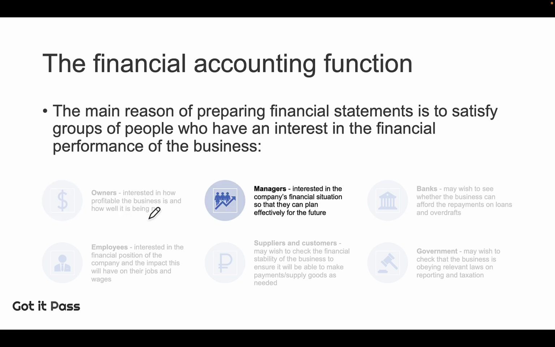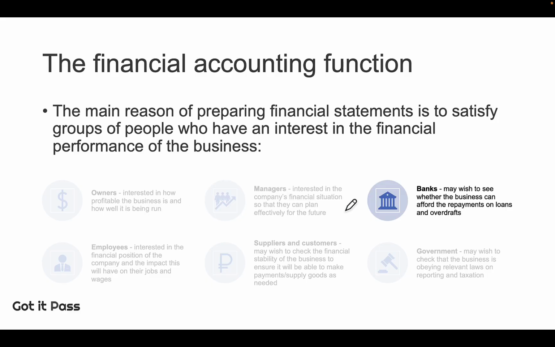And next, the managers. The managers are working with the company. They are interested in the company's financial situation so that they can plan effectively for the future. In other words, they are responsible for the financial performance, so they need the financial information to check whether they can meet those financial targets and objectives. If yes, that's good. But if not, they need to think about how effectively they need to work to achieve the financial results or financial goals.